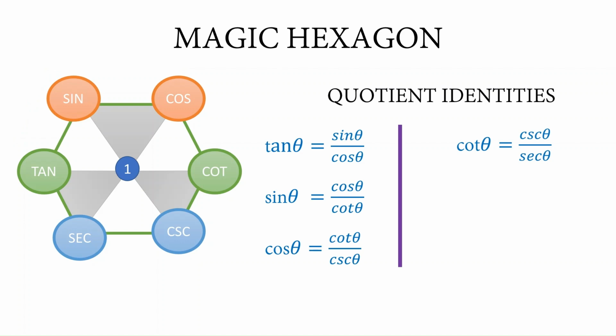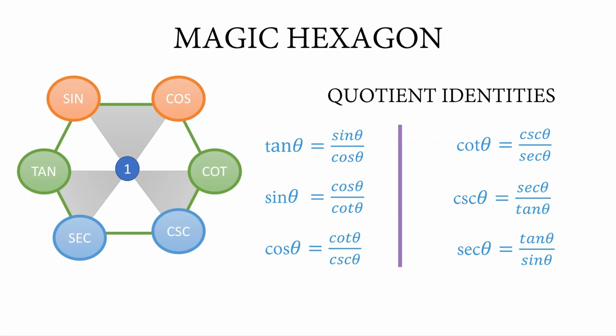And the next is the cosecant vertex. Cosecant is equal to secant upon tan. And the next is the secant vertex. Secant is equal to tan upon sine. So these are the quotient identities when we go in the clockwise direction.